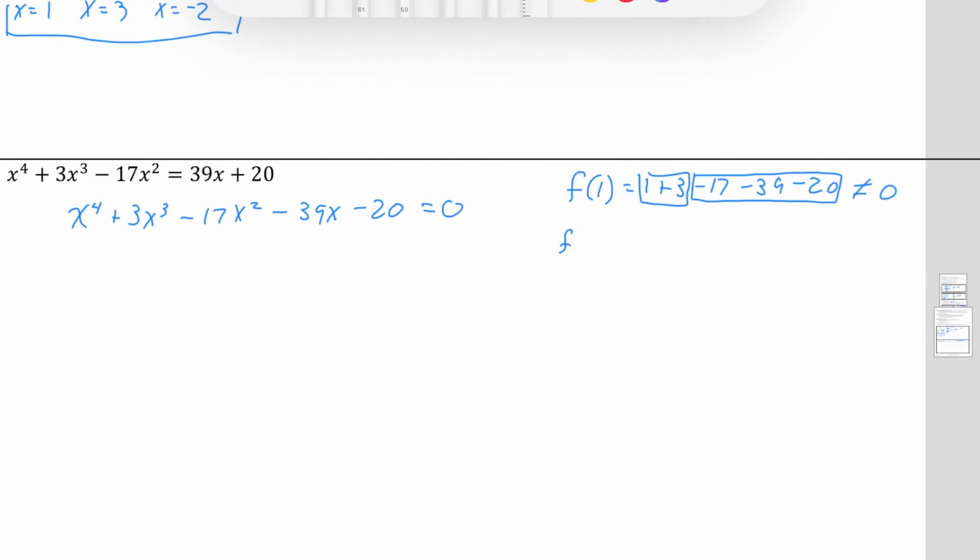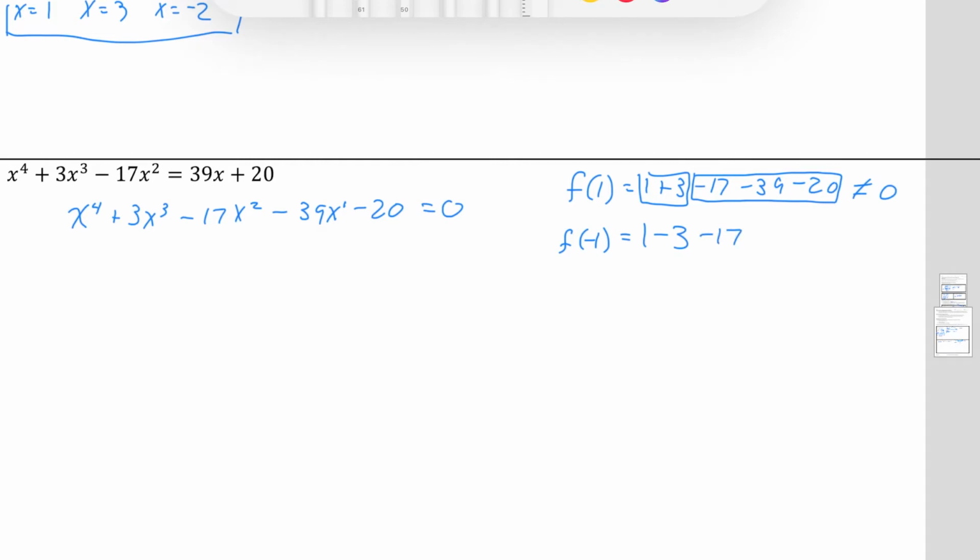So let's find f of negative 1. This time, if it has an odd power, and remember the x is an odd power, it's x to the 1st power, if it has an odd power, switch the sign for the evaluation at negative 1. So the coefficient of x to the 4th is 1. Switch the sign of the x to the 3rd coefficient. Keep the sign of the x squared the same.